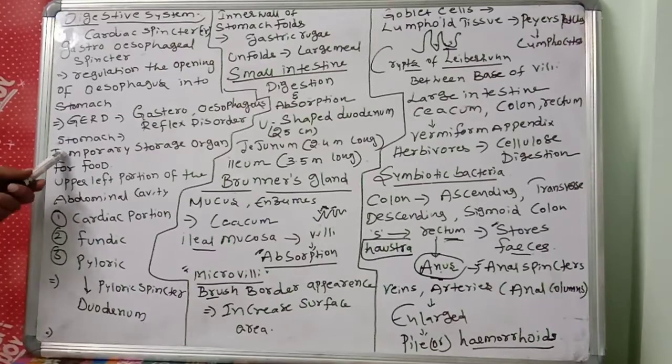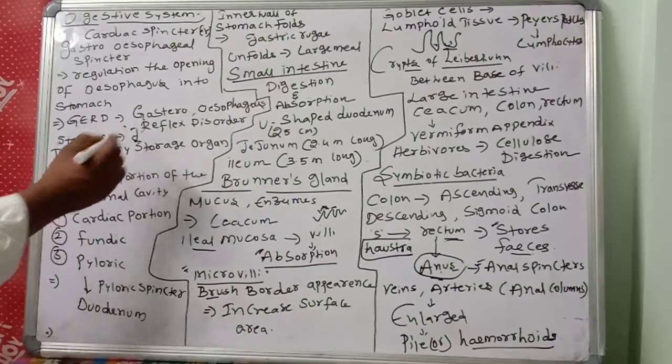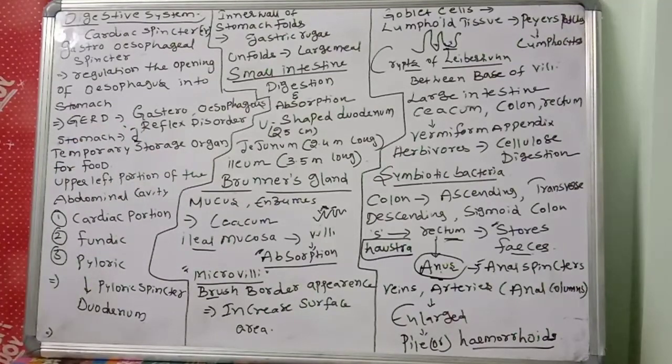So the stomach is a temporary storage, J-shaped organ. Which shaped organ? J-shaped. It is located in the upper left portion of the abdominal cavity. There are different portions: cardiac portion, fundic portion, pyloric portion, and duodenum. The pyloric portion opens to the duodenum. There also one sphincter is there, the pyloric sphincter. What is the use of the sphincter? Systematically, stepwise, only as much as required will slowly pass the food to the next chamber, the duodenum.